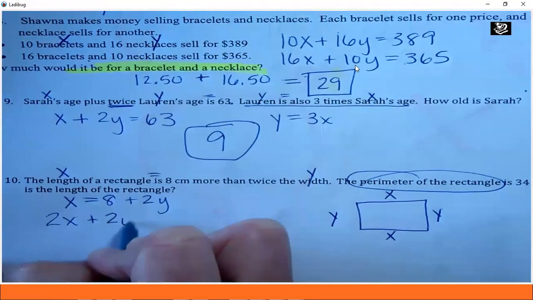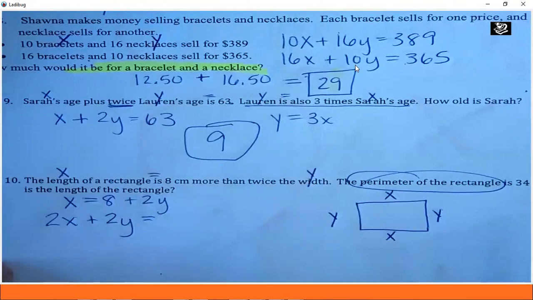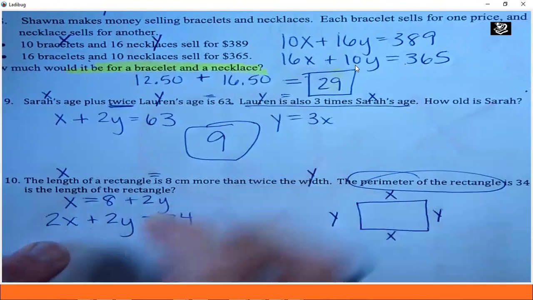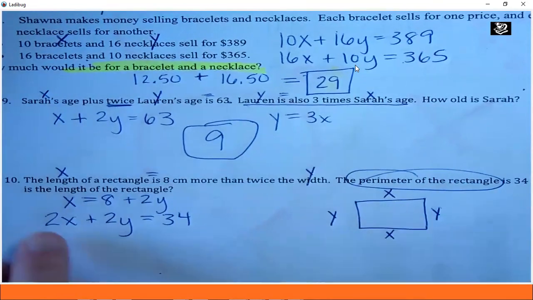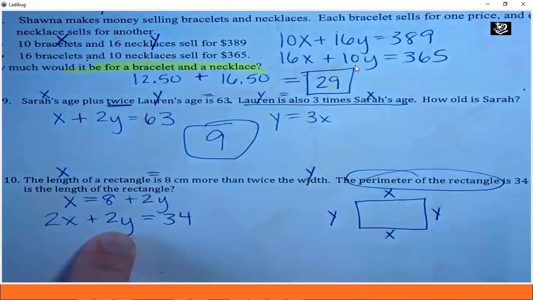A long time ago when y'all took your test on this, a lot of you only put X plus Y equals 34. A lot of you missed this question. Perimeter means to add all the sides. There's 2 widths and 2 lengths, okay?